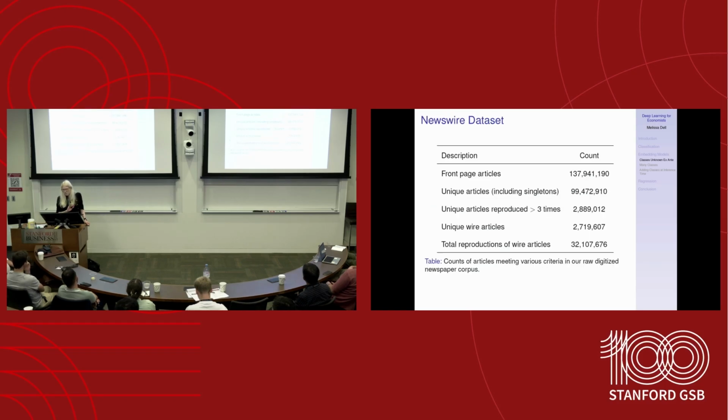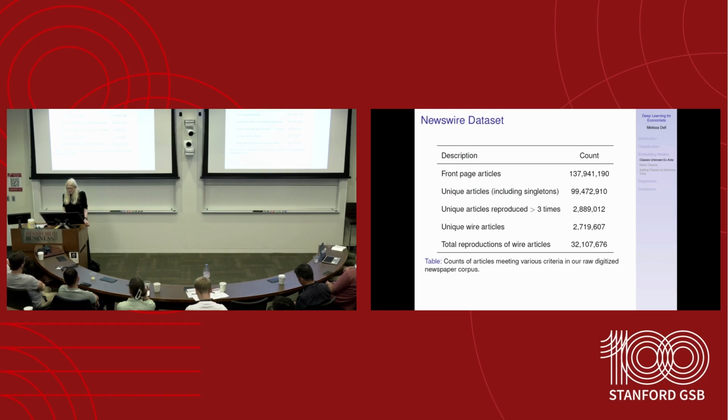And so I want to talk about, well, what did we do with this model? We released a data set called the Newswire data set, and we start with about 138 million front page articles from historical local US newspapers spanning a 100-year period. And we find, using this model, that there are about 99 million unique articles, including singletons. About 2.8 million of those are reproduced more than 3 times. And then we reduce to wire articles, get rid of syndicated content.